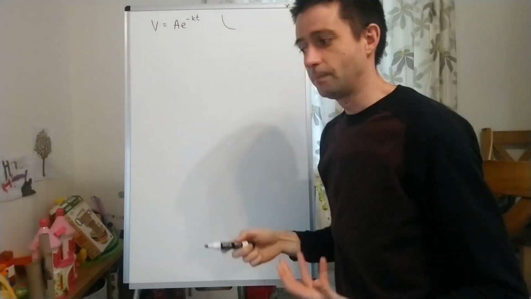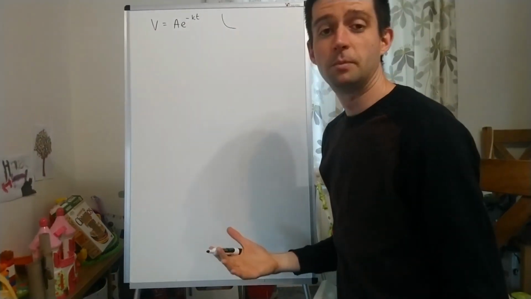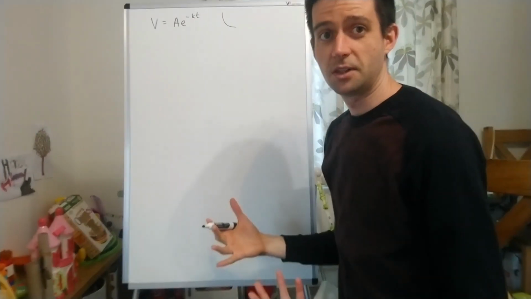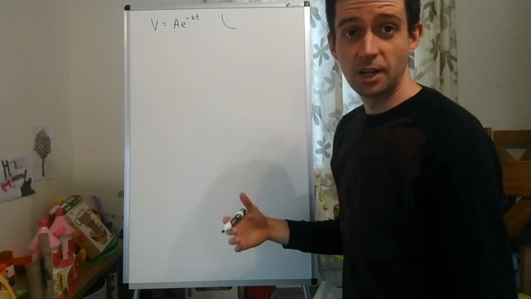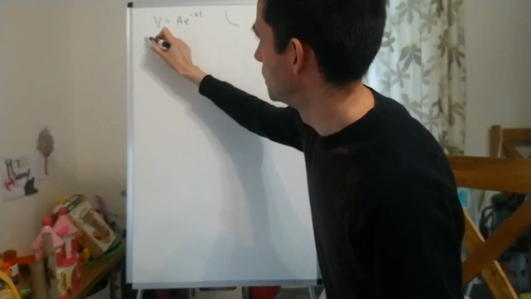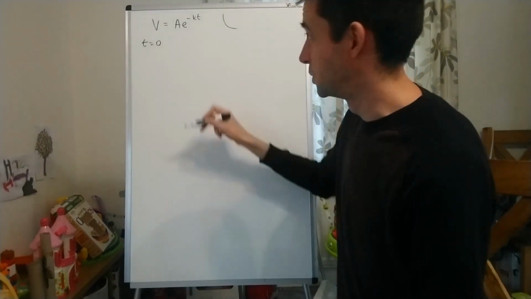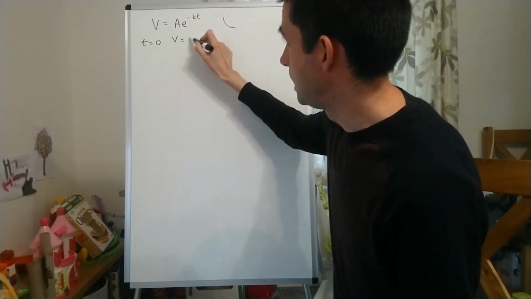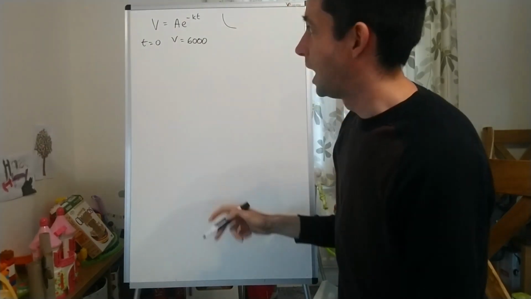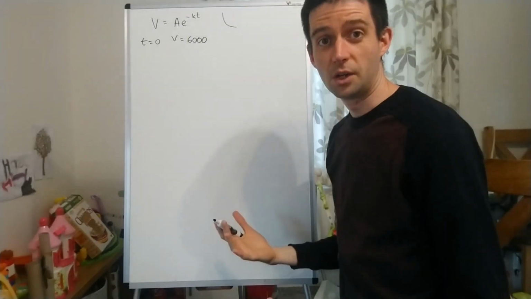Right, so we're given some information in the question. We're told that the motorbike is bought new for £6,000. That tells us the fact that it's new means it's at the start of our model, which means that t equals 0. So when t equals 0, we're told that v is 6,000. And we can use that information to work out part A, which asks us to find the value of a.